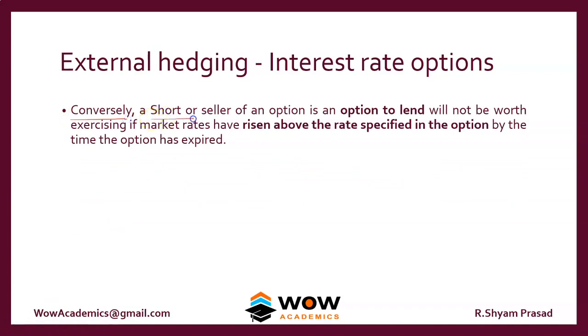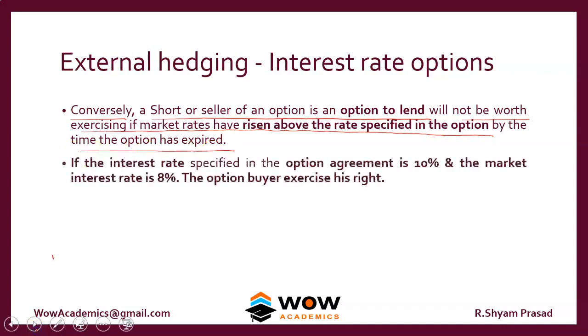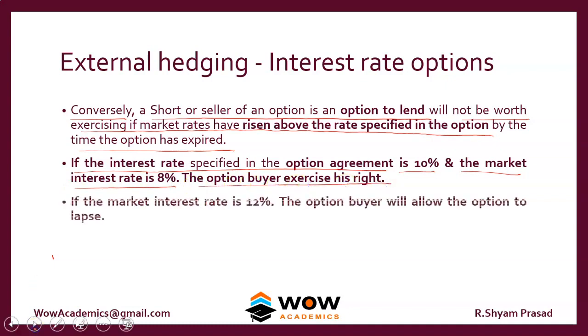Conversely, a short or seller of an option to lend will not be worth exercising if the market rates have risen above the rate specified in the option by the time the option has expired. If the interest rate specified in the option agreement is 10% and the market interest rate is 8%, the option buyer will exercise his right. If the market interest rate is 12%, the option buyer will allow the option to lapse.